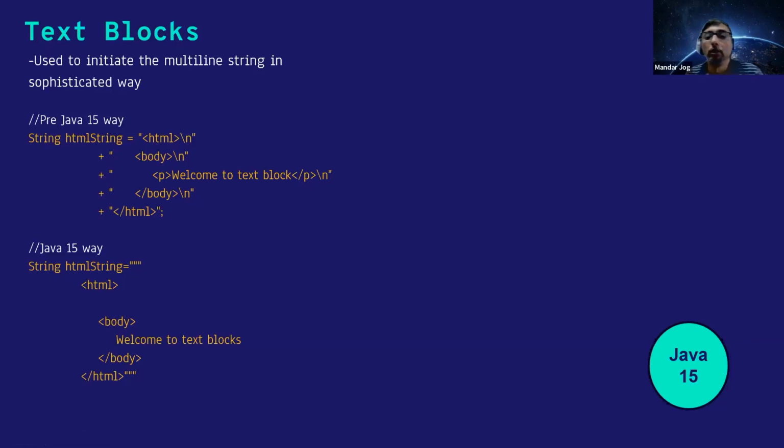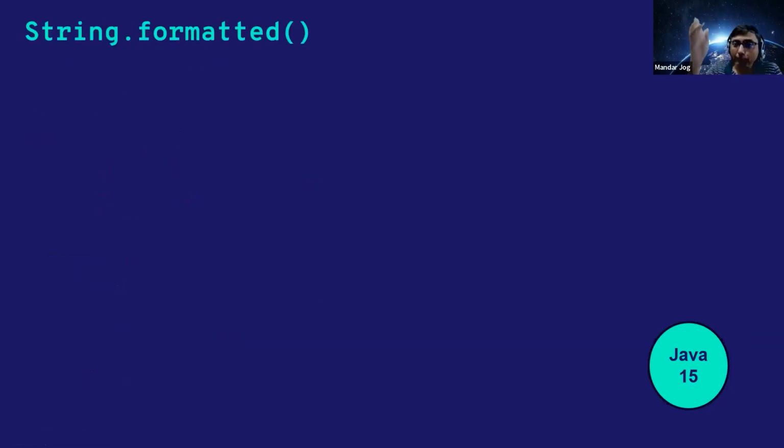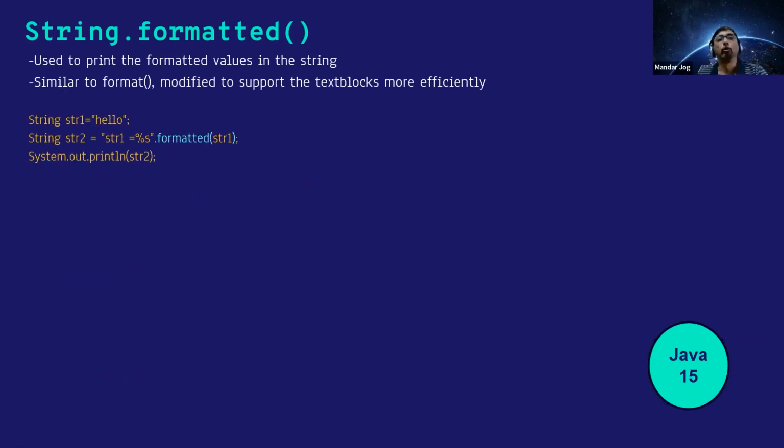This is launched in Java 15. And as the text block has been launched, along with that there are some other methods also launched. One of them is formatted, which talks about how to format. Probably you're aware of the format method, which is already there in Java. The formatted method works similar to format specifiers that you provide to the string: percentage S for the string, percentage D for the integers and all that.